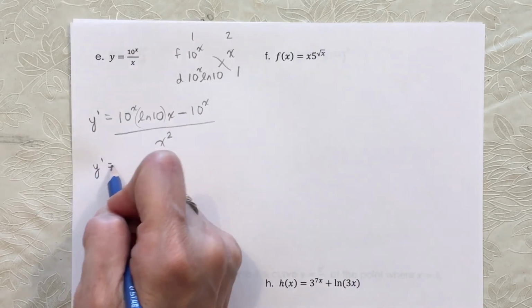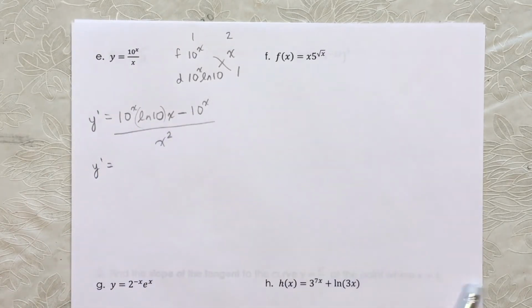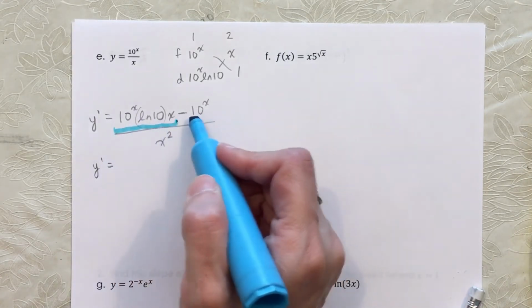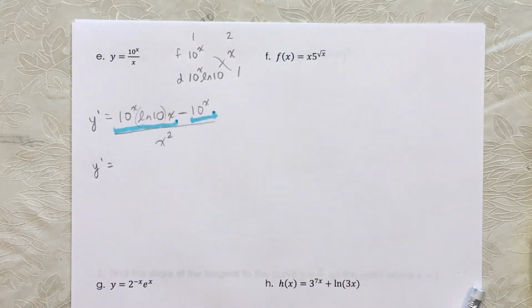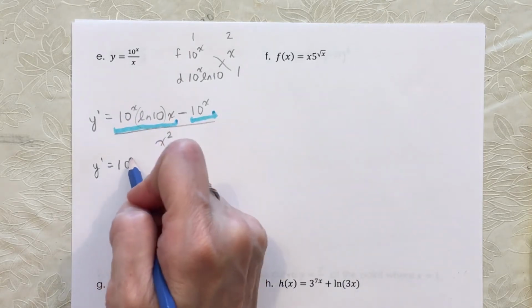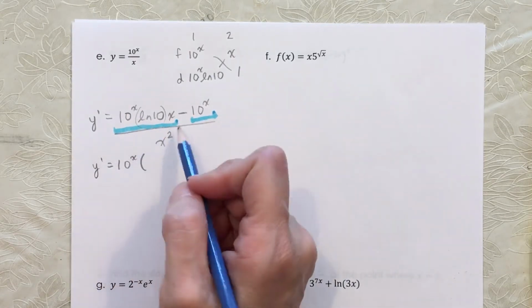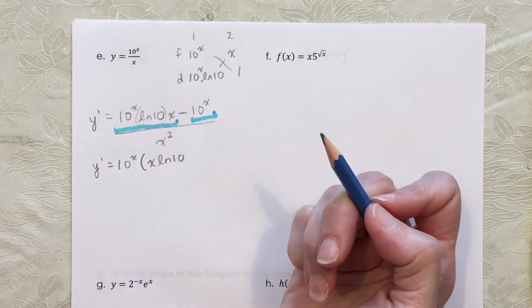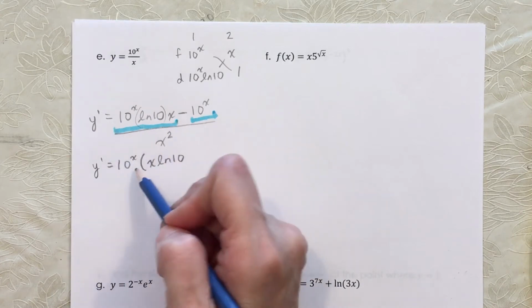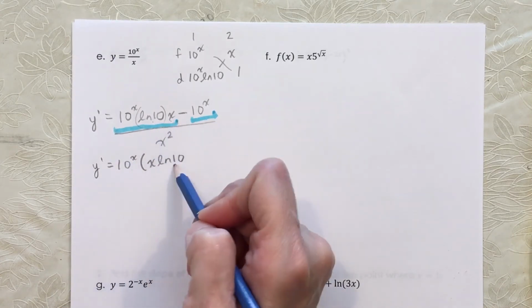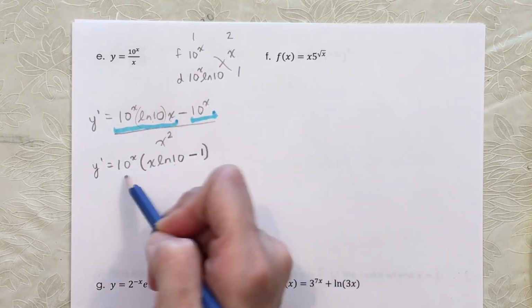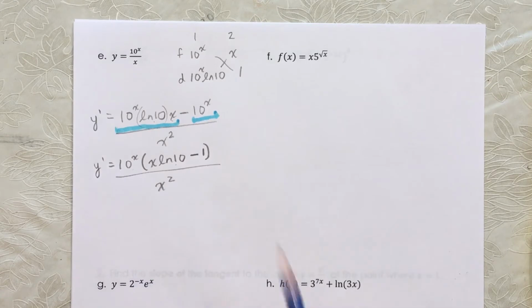And we can do some simplifying here, because if we look at these two chunks, they both have 10 to the x in common. So we can common factor out 10 to the x, and then we would get, probably write it as x ln 10, so you don't need the brackets. So if we divide this first chunk by 10 to the x, you get ln 10 times x, or x ln 10, minus 10 to the x divided by 10 to the x is 1, over x squared. And that's as simplified as you can make it.